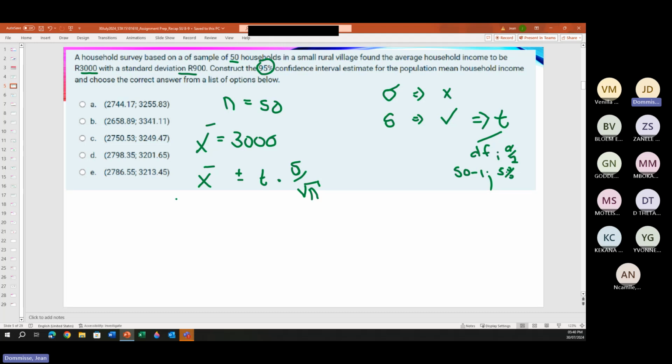So 5% divided by 2. So we will sit with degrees of freedom of 49. Let me just make sure 5% divided by 2 is 0.025. Okay, so time to go to the t table.